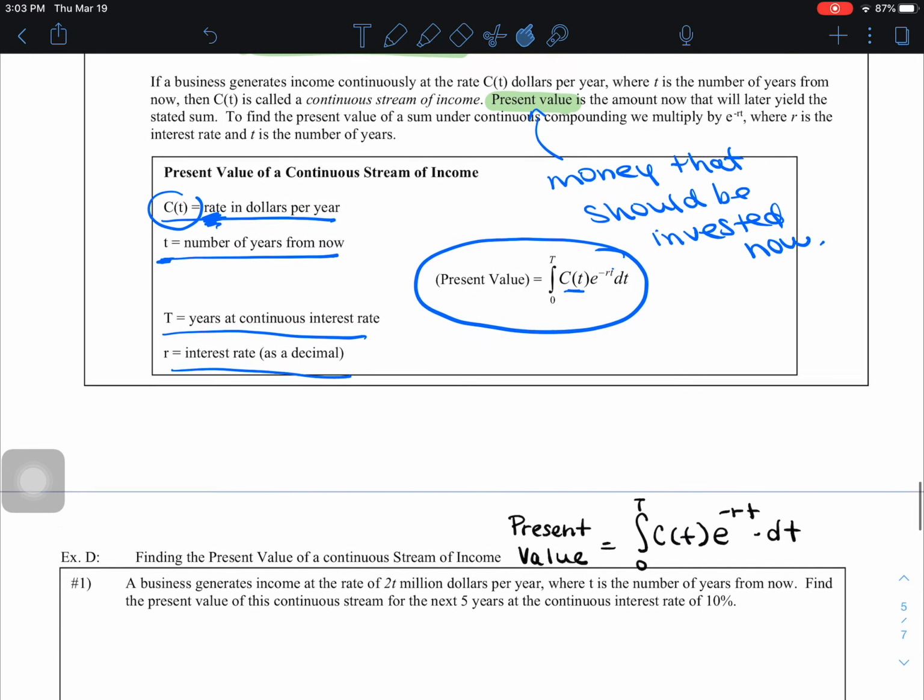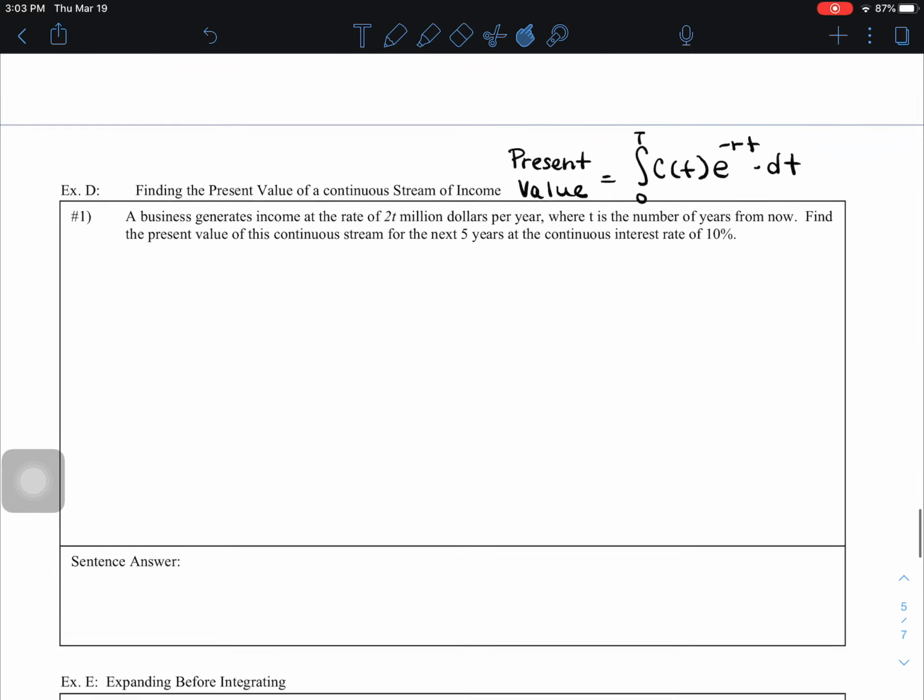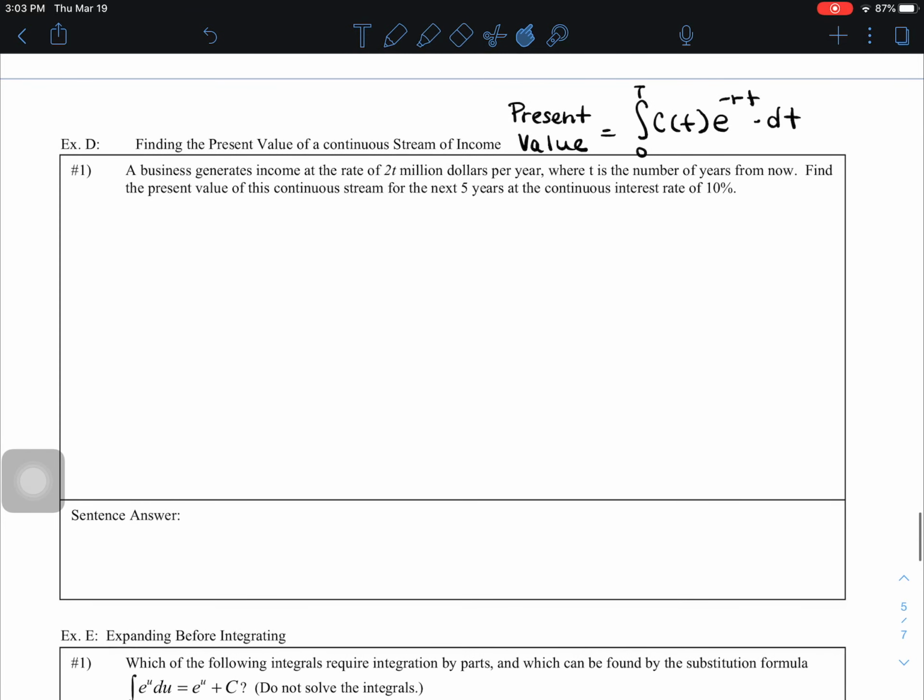Okay, so we're going to use that formula in this next example, and I rewrote it at the top here so that we don't have to flip back to the next page. But we need to take all the numbers in this problem and plug them into the appropriate place in the formula, and then we can work on how to integrate it. Because the question is, find out how much money you should be putting in now if you want to generate $2 million per year T years from now.